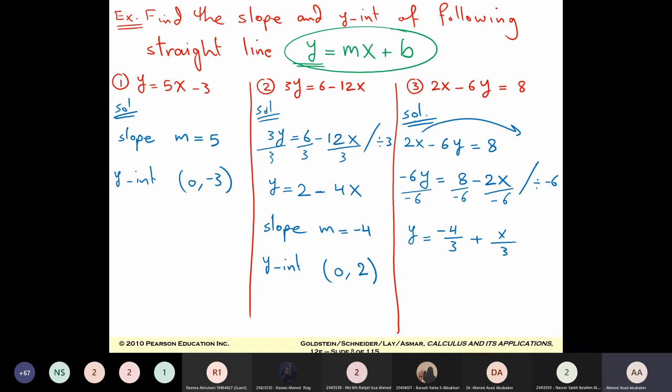Now the slope equal what? What's the coefficient of x? 1 over 3. Good. And the y-intercept equal (0, negative 4 over 3).